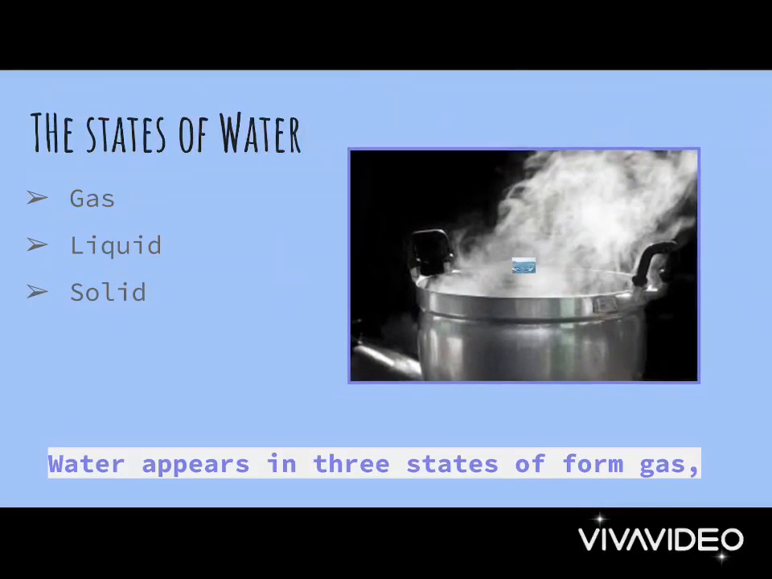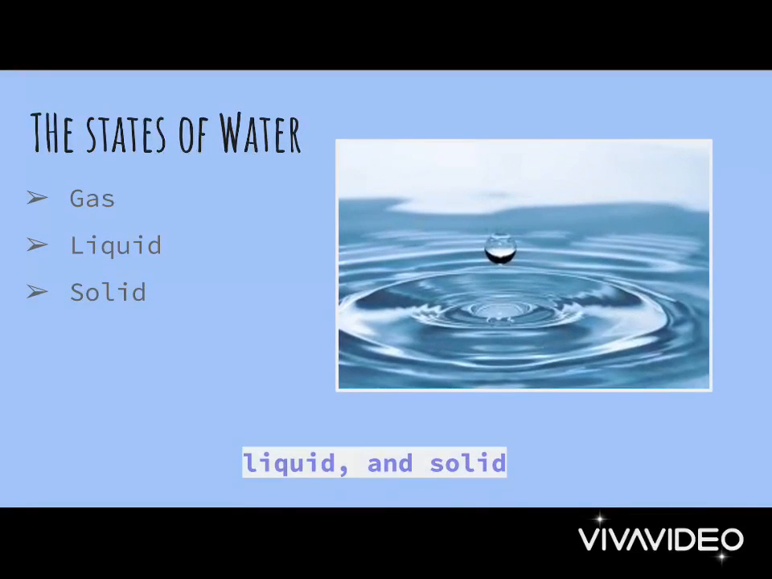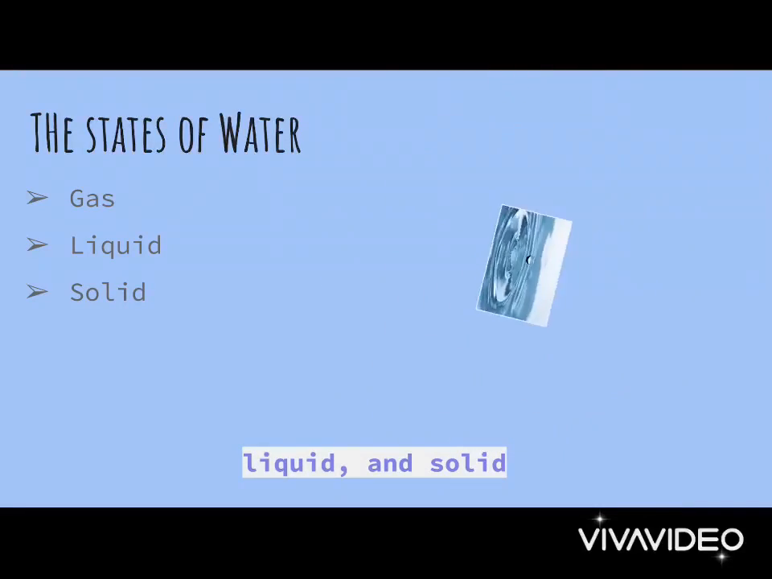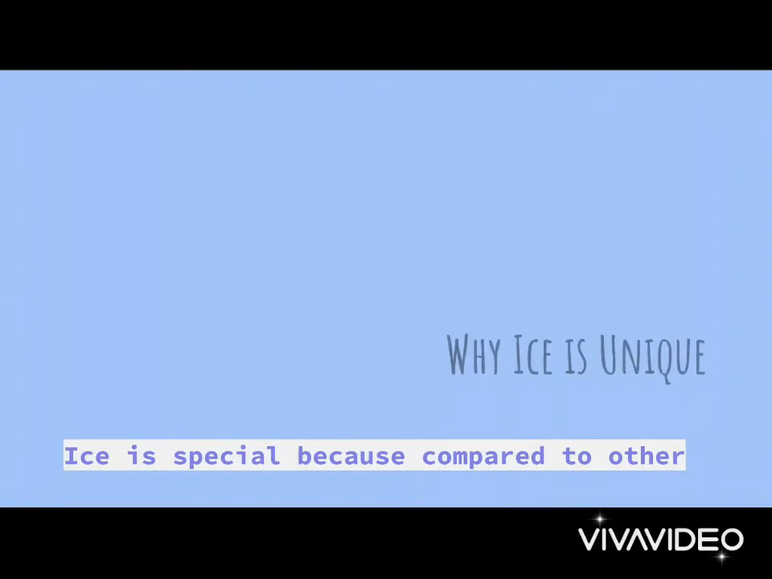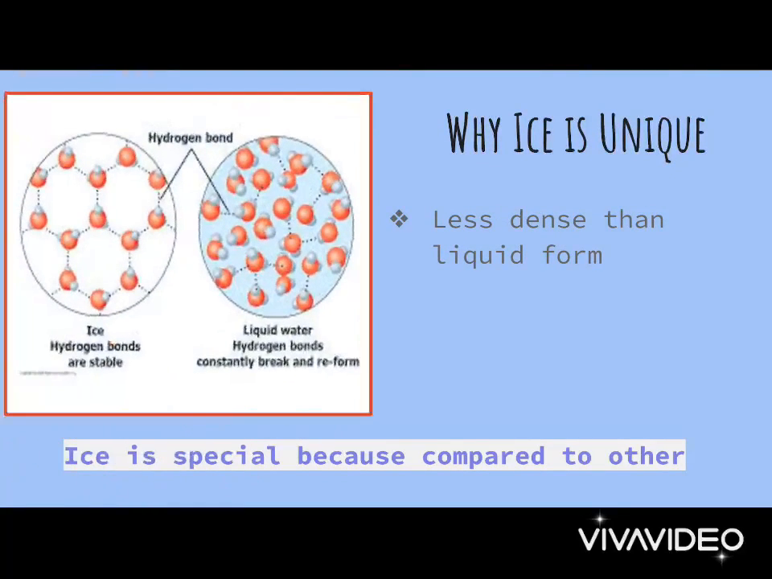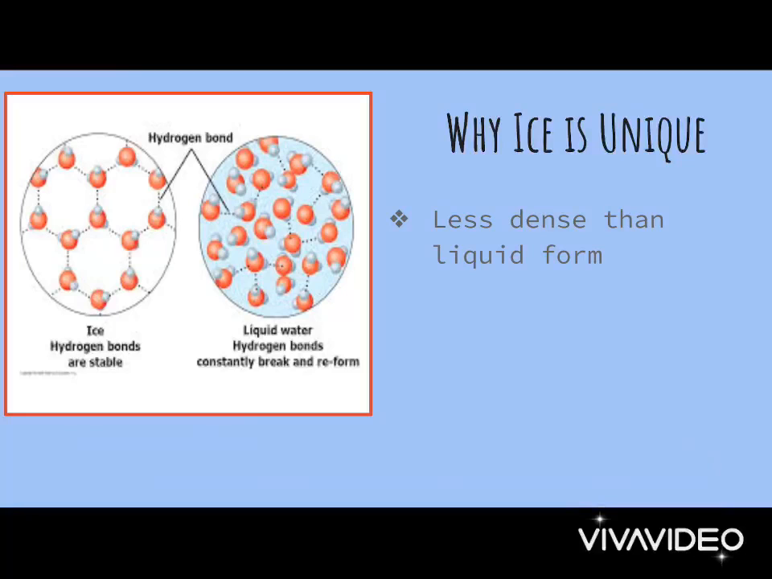Water appears in 3 states of form: gas, liquid, and solid. Ice is special because compared to other solids, it is less dense than the liquid it's formed from.